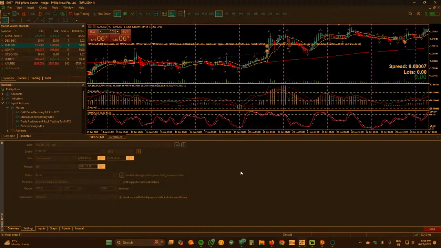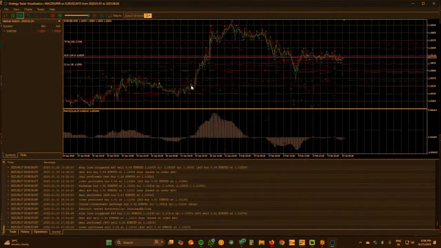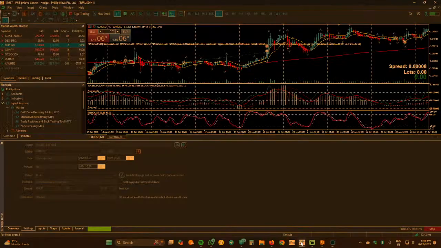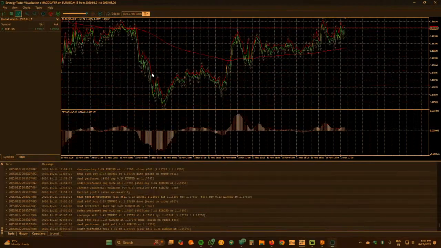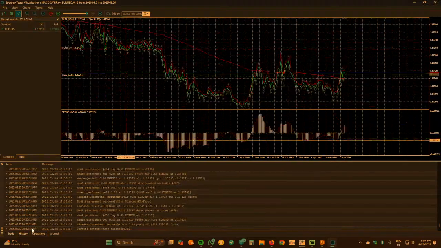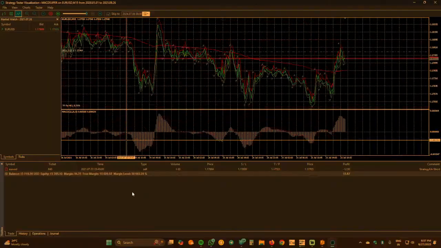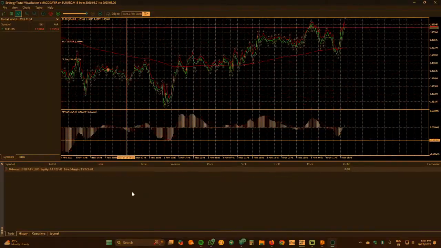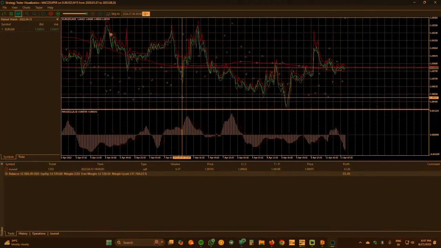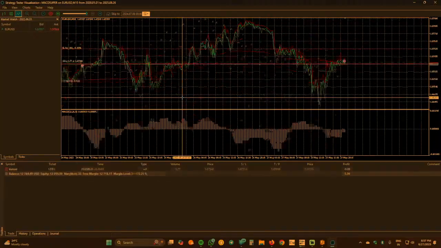In the meantime, I will go and see. Oh, the backtest is already happening and it is quite fast. As I mentioned, MT5 is really fast. MT5, we are already in 2021. That's good. That's really good. Yeah, we are already in 2021. We are already in 2022.